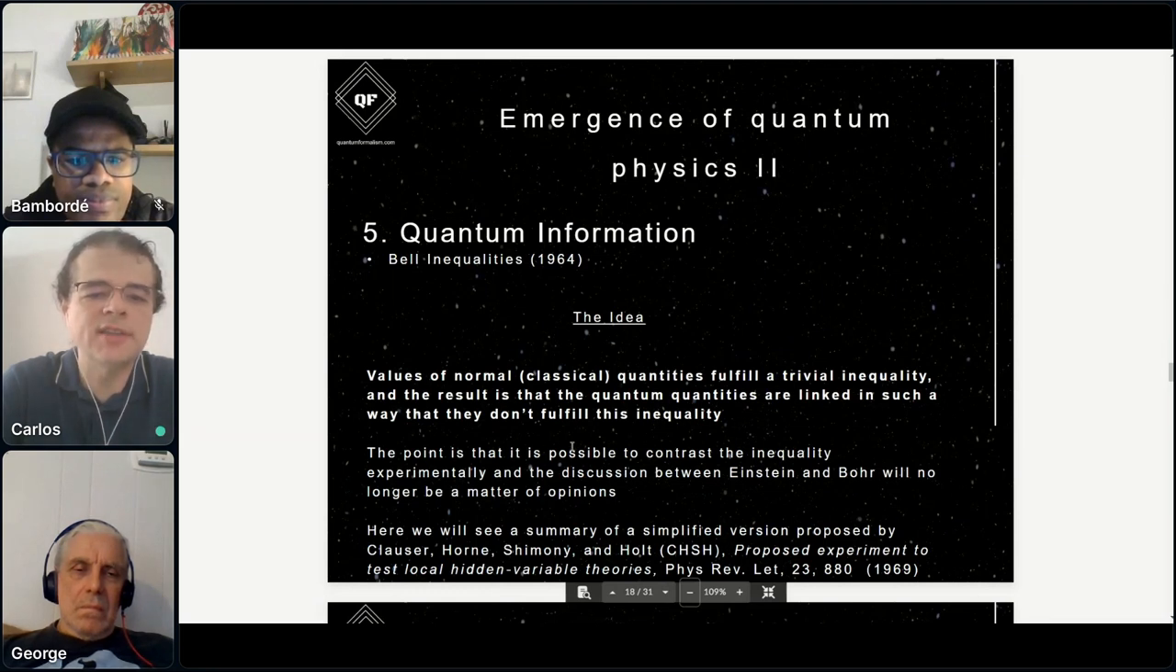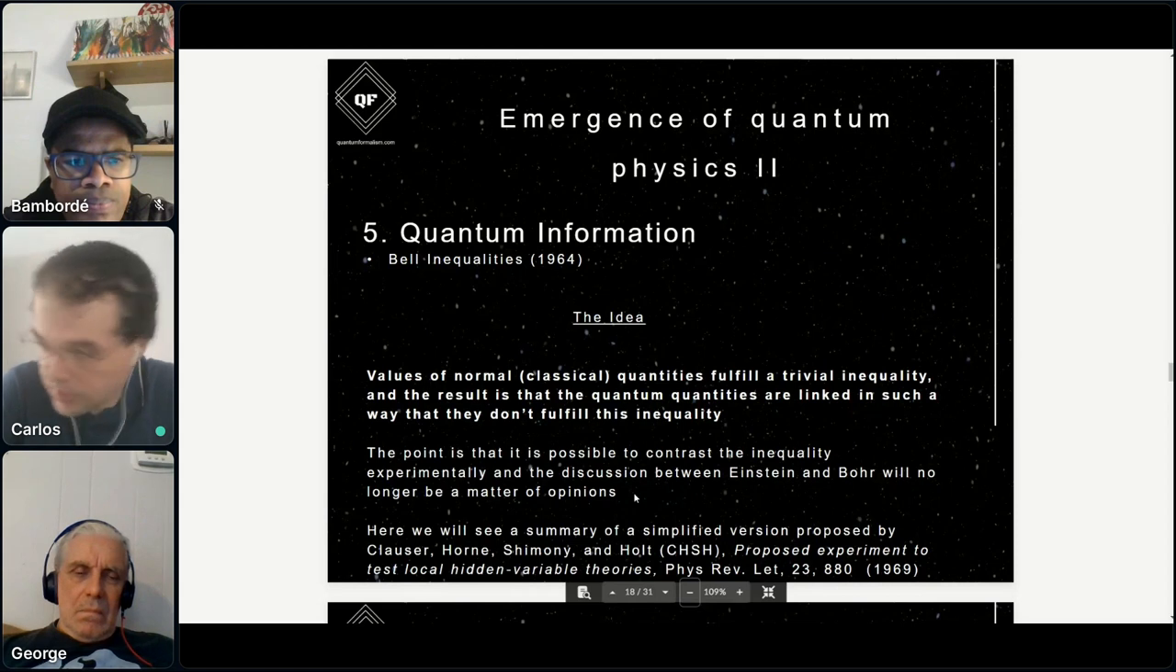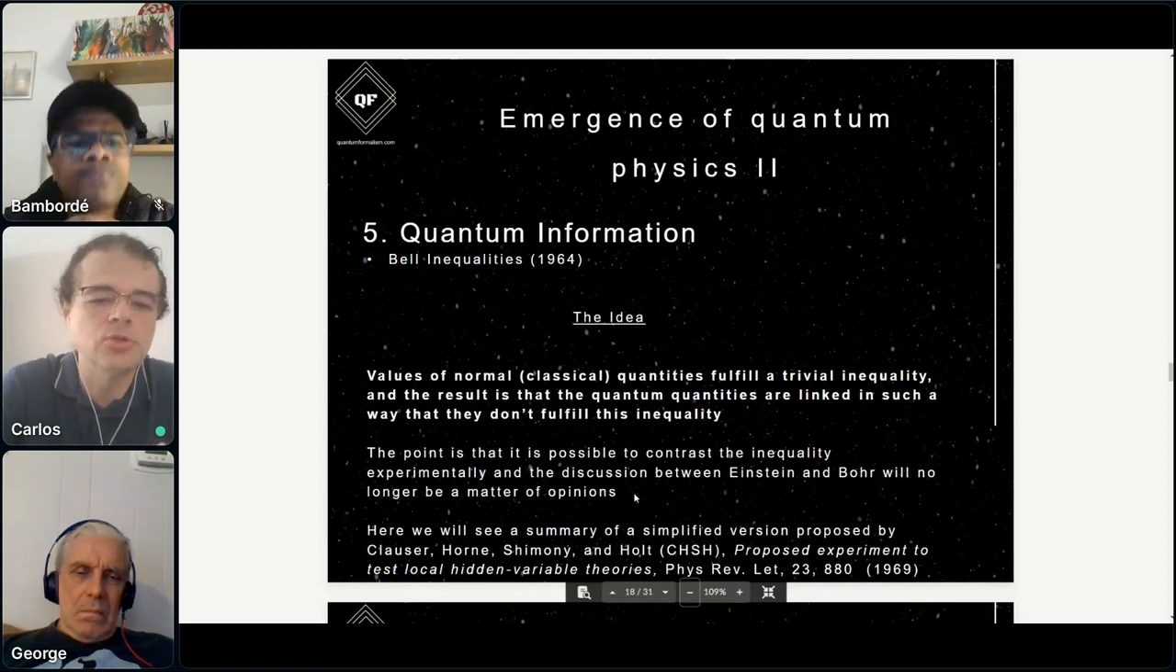And the point is that it's possible to test the inequality experimentally, and the discussion between Einstein and Bohr will no longer be a matter of opinions. So this is important. If we want to have a different interpretation, we need an experiment in the end of the day to show which interpretation is right or not.